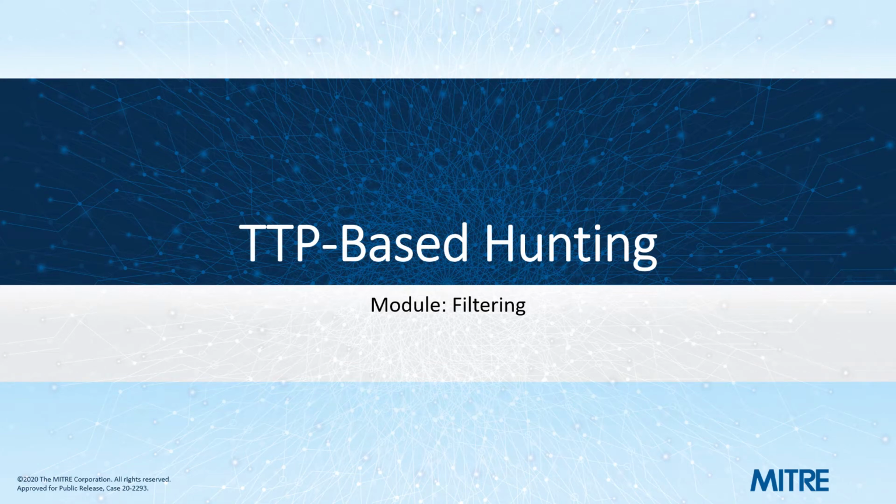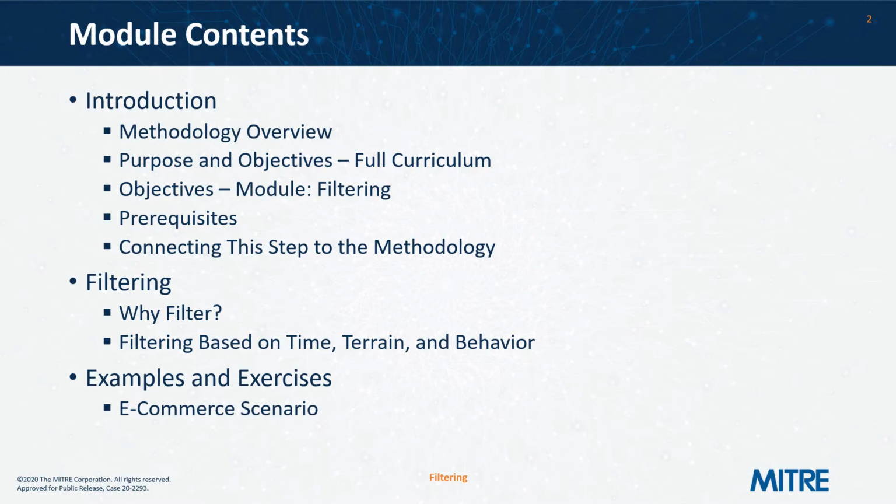Welcome to TTP-Based Hunting, Step 4, Filtering. In this module, we'll review the overall methodology and purpose of these courses, in addition to the objectives of this module and how it fits into the overall method. We'll talk about why filtering matters and what would cause us to revisit what we filter out and what we leave in. This module is organized around the three dimensions of time, terrain, and behavior. Finally, we'll wrap up with some examples and a scenario.